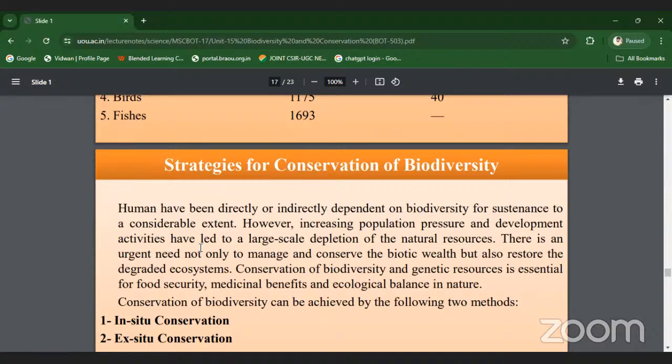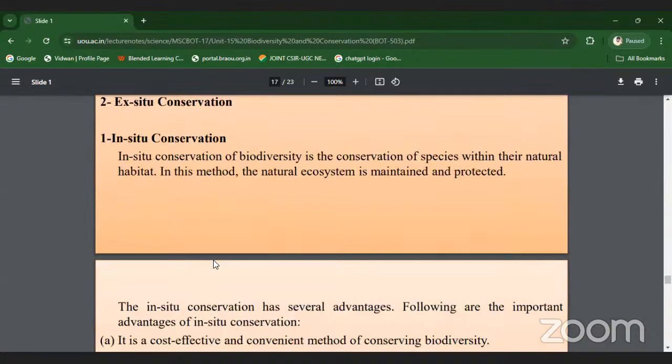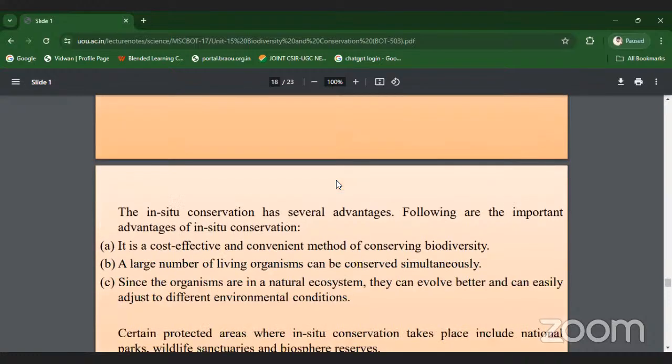Now conservation of biodiversity: in situ conservation and ex situ conservation. The name itself gives it: in situ conservation of biodiversity is the conservation of species within the natural area. That is important. Within their natural area, if they are protected, that is called in situ. In this method, the natural ecosystem is maintained and protected.